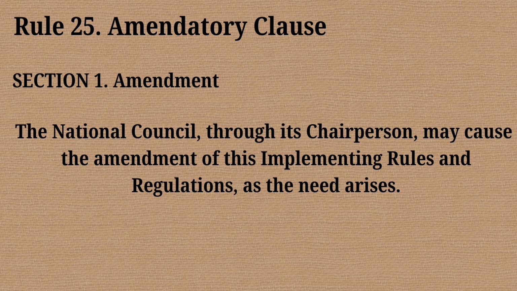Rule 25. Amendatory Clause. Section 1. Amendment. The National Council, through its chairperson, may cause the amendment of these implementing rules and regulations as the need arises. This section basically says that the National Council, through its leader, can change these rules whenever they need to.